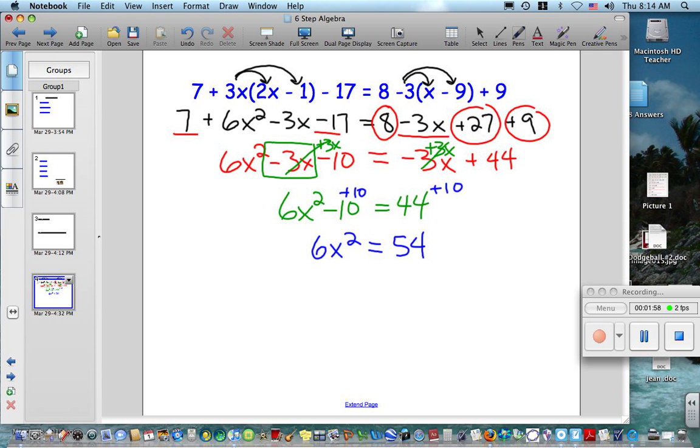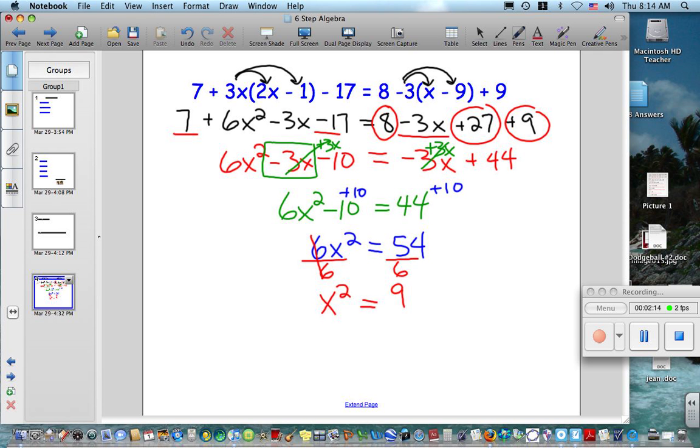Now I'm nearly finished. I just need to get rid of the 6. And how do I do that? Well, it says to multiply by x squared, so I'm going to do the opposite instead and divide by 6. That'll eliminate the 6s, and that'll leave me with x squared equals 54 divided by 6, which happens to be 9.